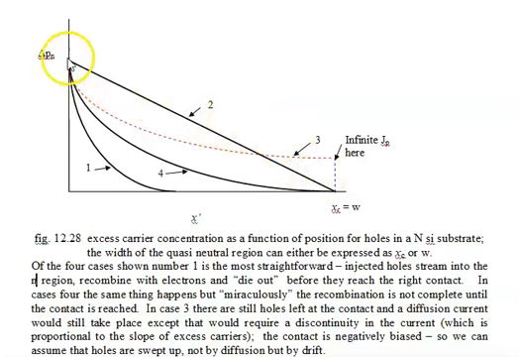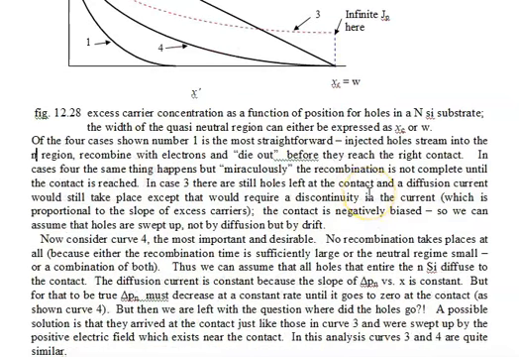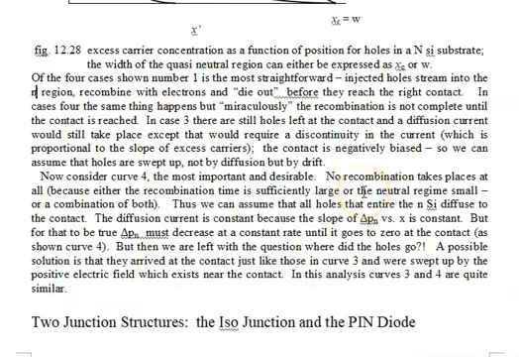The excess carrier concentration varies linearly, and I'll just read what I wrote here. No recombination takes place. That's why it's linear. That's either because the recombination time is very large, or the neutral region is very small, or both.